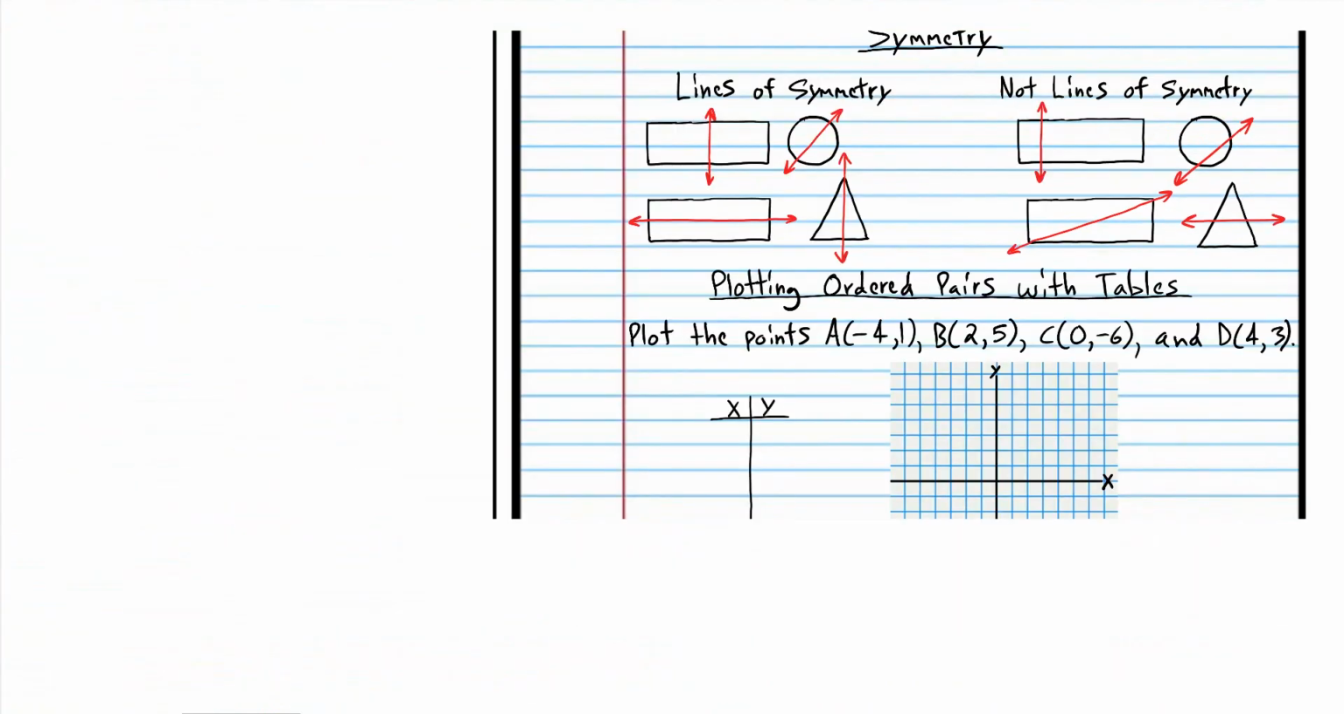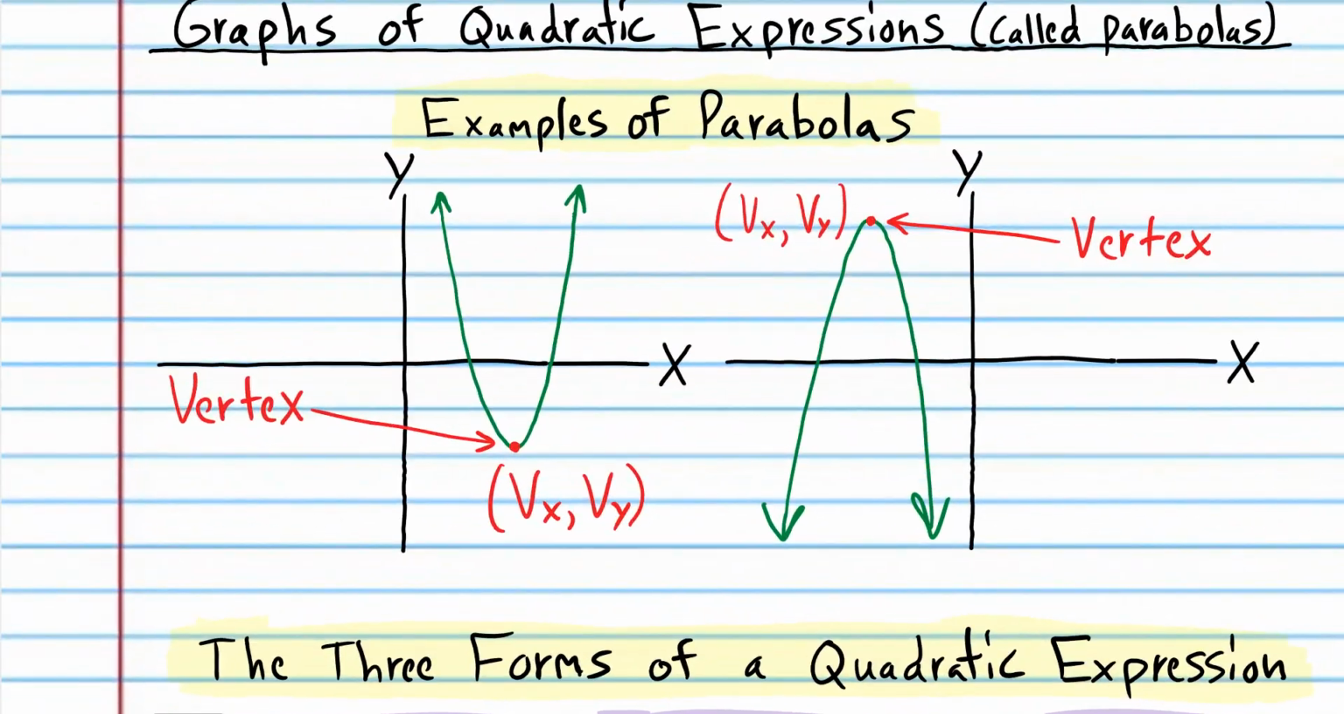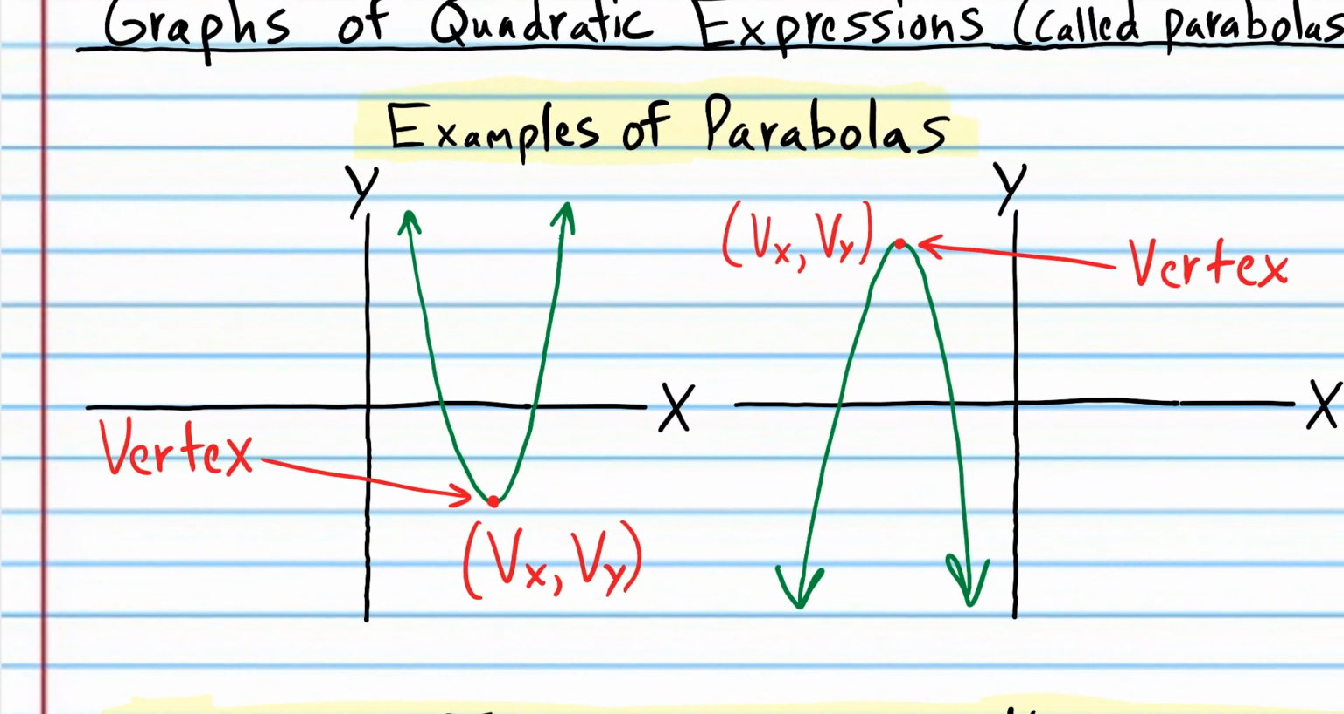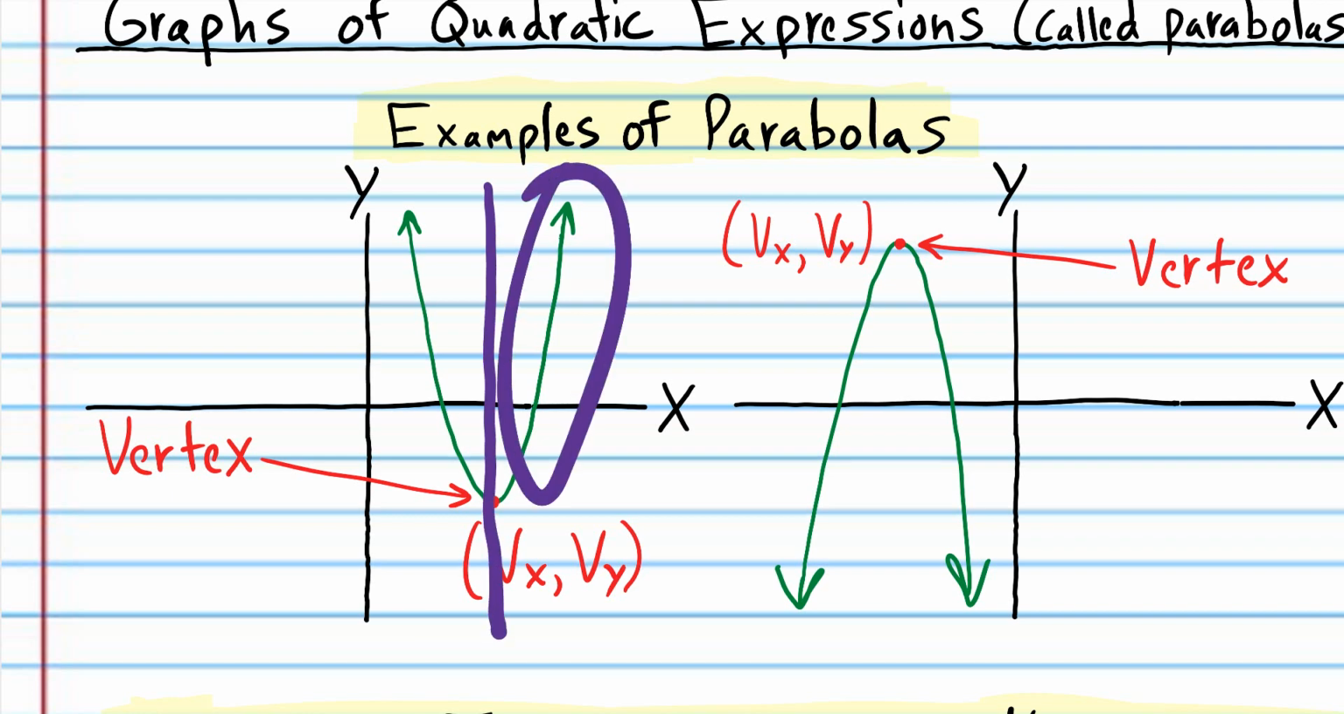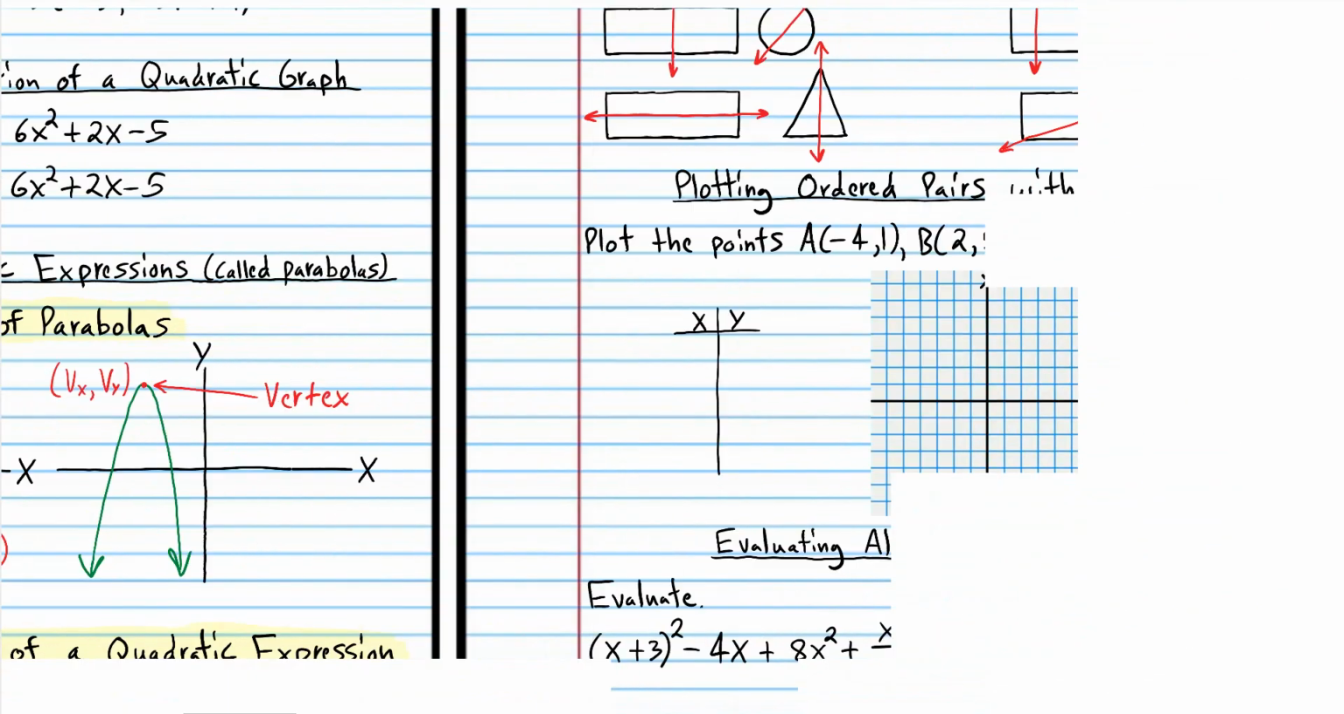And the reason that we care about symmetry is because these parabolas, when you graph a quadratic expression, they have symmetry, because if you draw a line straight through like so, this half of the parabola is the same as this half. They're just mirror images of each other. And we're going to use that to graph parabolas.